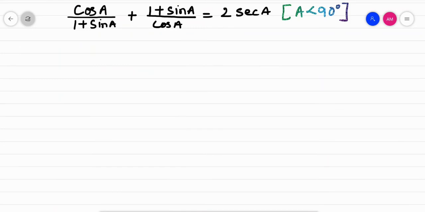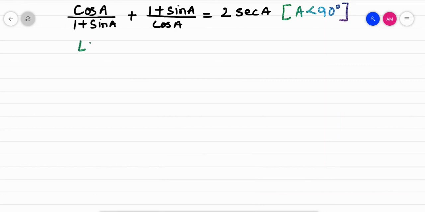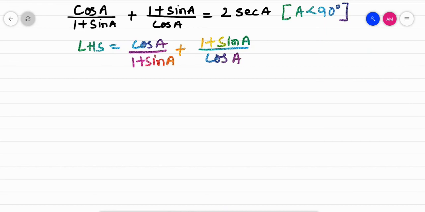Let us see the next question. Cos a by 1 plus sin a plus 1 plus sin a by cos a is equal to 2 sec a, where a is less than 90, or the angle is acute. Now see, let us take the LHS first. LHS will be equal to cos a by 1 plus sin a plus 1 plus sin a by cos a. Now try to understand how to solve this question.